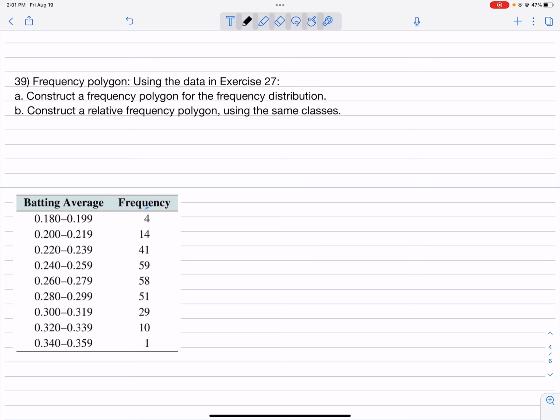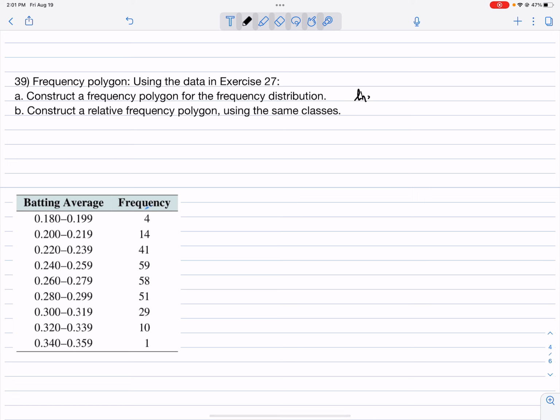Problem 39, we will use the data in exercise 27. So in problem 27, we have the table. I already copied the table in here. In part A, we want to construct a frequency polygon. A frequency polygon is a line graph.